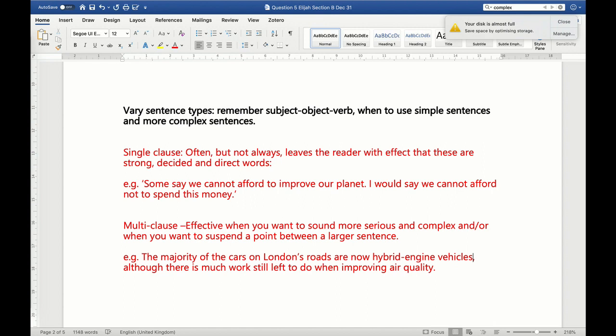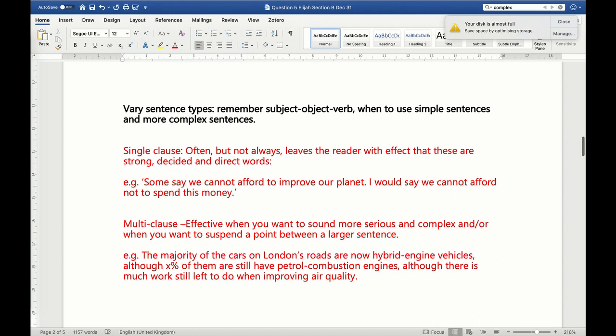So for example, the majority of cars on London's roads are now hybrid engine vehicles, although there is much work still left to do when improving air quality. This independent, dangling clause in the middle is a qualifier, as they say. That might be useful if you want to capture the shades of grey between two positions. So you might say things are improving on London's roads, however there is lots to do, and you might say although X percent of them still have petrol combustion engines. If you're a student in London, you may know about the ultra low emission zone that's coming into effect slowly but surely in the years to come. So just think about that.